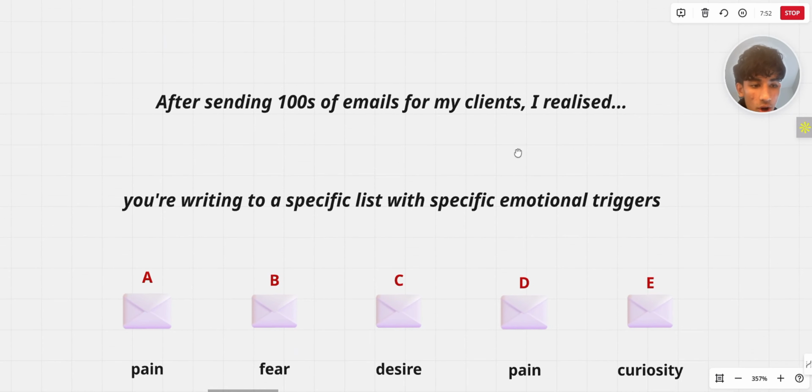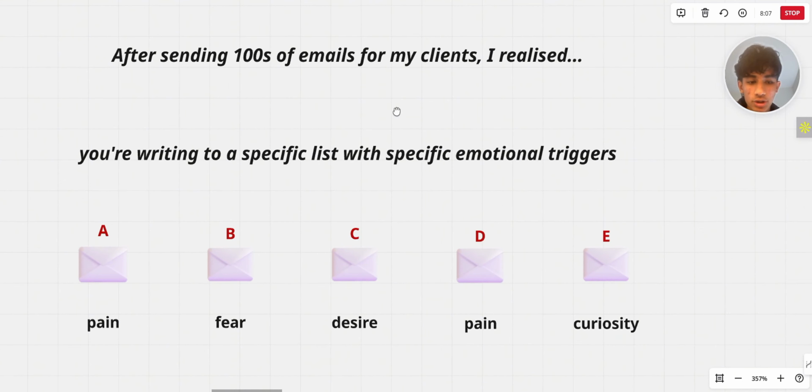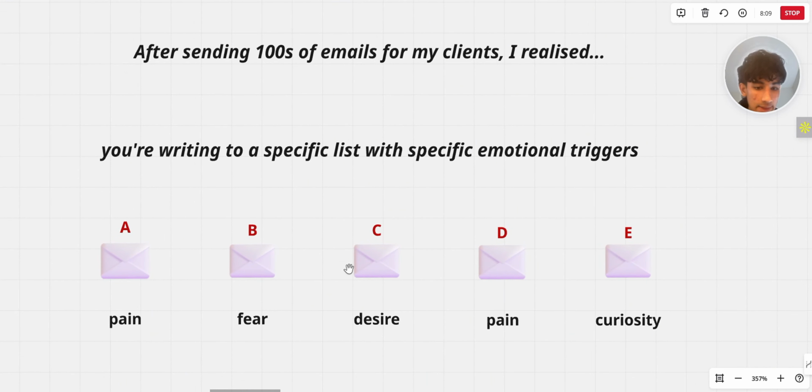After sending out hundreds of emails for my clients, one of the biggest things that I've realized is that every single list that you're writing to is different. You're writing to a specific list with specific emotional triggers, i.e. the emotion that they respond best to. So for example, list A can respond best to pain, list B can respond best to fear, list C can respond best to desire, list D to pain, list E to curiosity. Every single list is different, and every single list has different inbox behaviors.